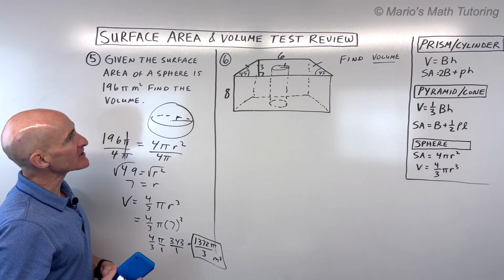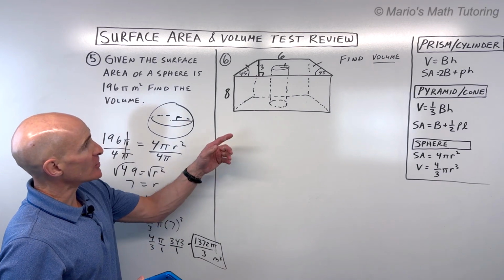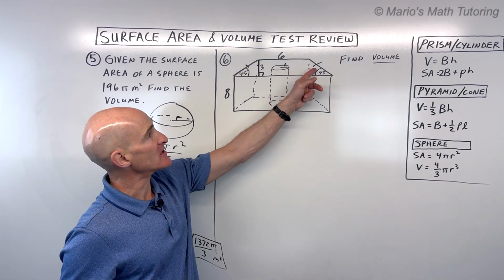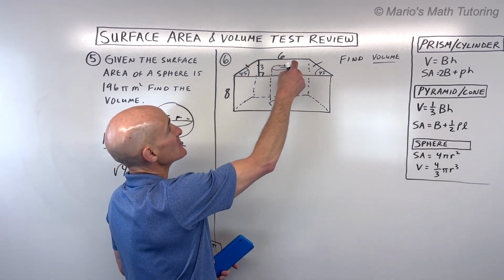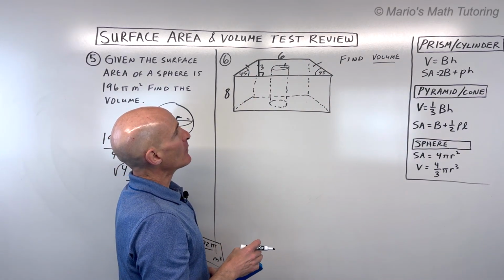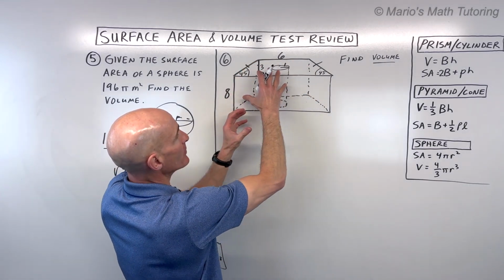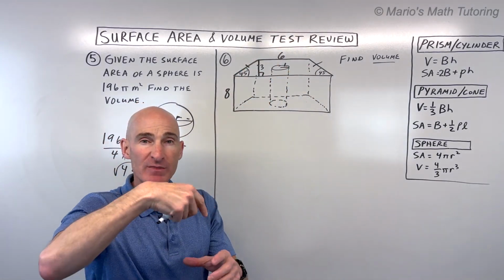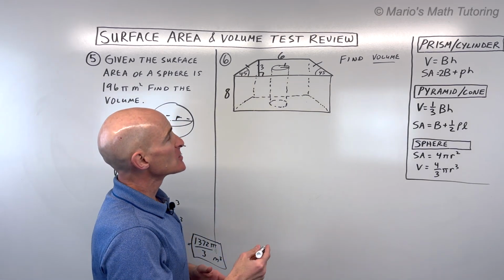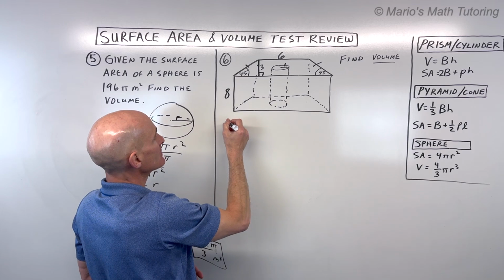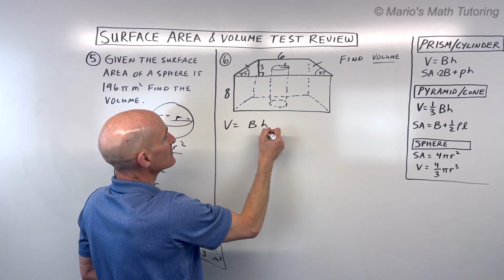Now for number 6, we've got, again, a trapezoidal prism, and this trapezoid is an isosceles trapezoid because you can see these two sides are congruent, and we want to find the volume. But when it's a composite solid like this, we're going to find the total volume, and then subtract off the cylinder that's being drilled out or removed. So when we find the volume of a prism, we're going to use this formula right here, the area of the base times the height.